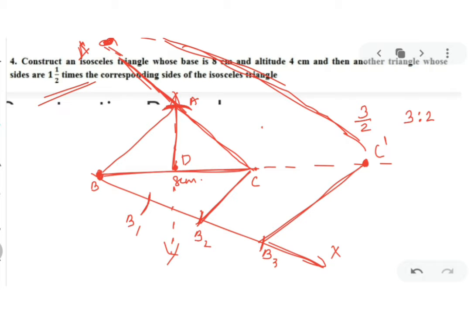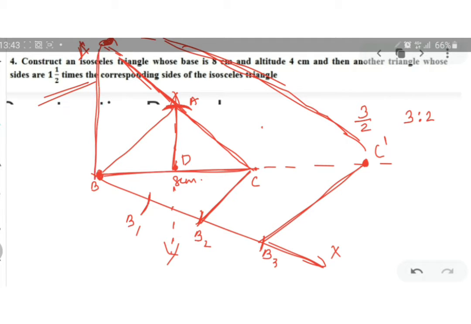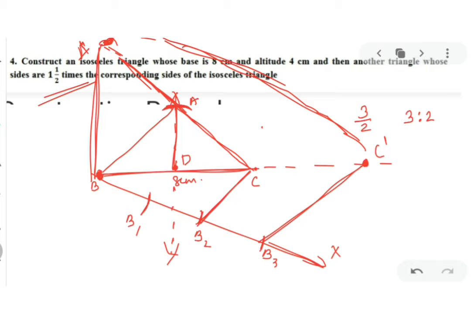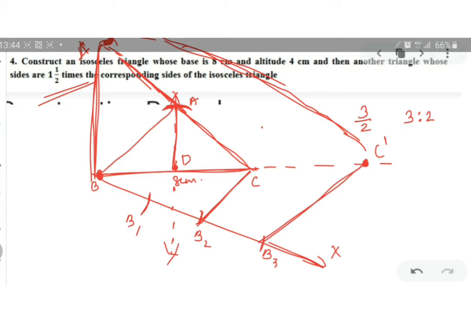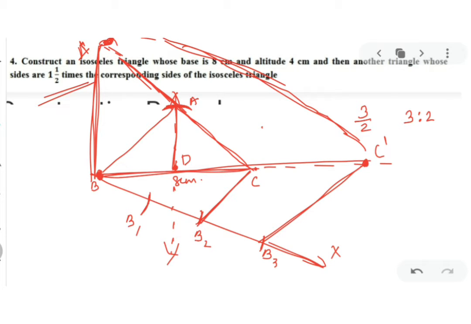Clear now? What we'll do now? You can join this to A dash. You can join this to B. Now your required triangle, the bigger triangle will be A dash, B and C dash. Whereas what was the previous triangle? It was ABC, this one. And now this triangle which you have made, it is 1.5 times the corresponding of isosceles triangle which was ABC. और अभी जो बना है A dash B C dash, ये आपका 1.5 times है.